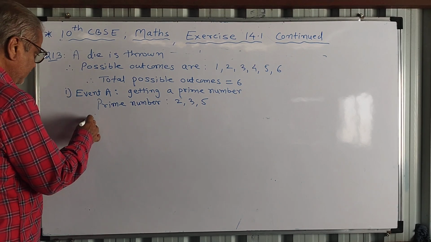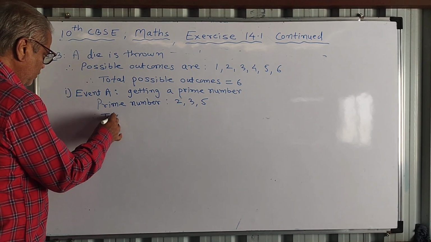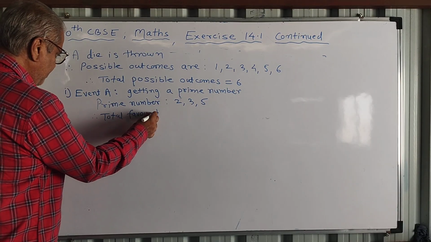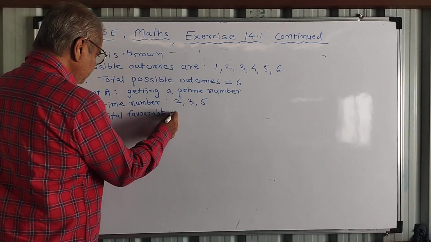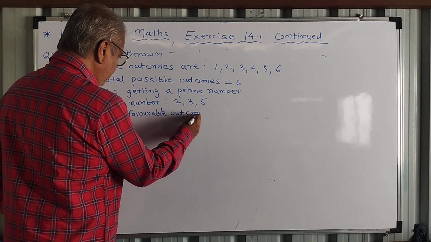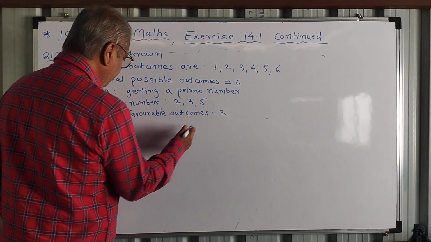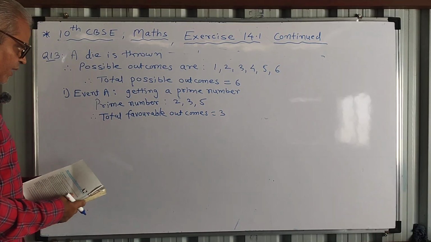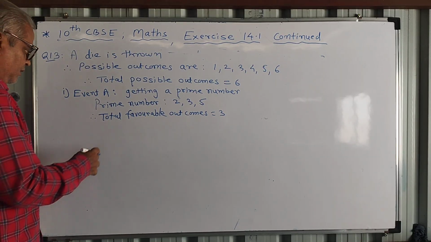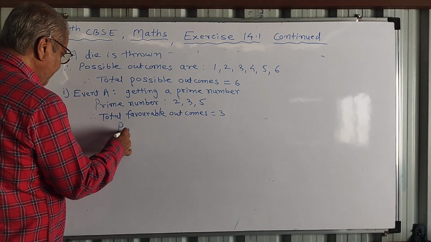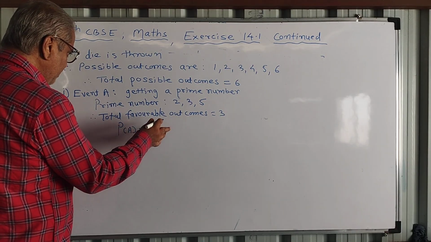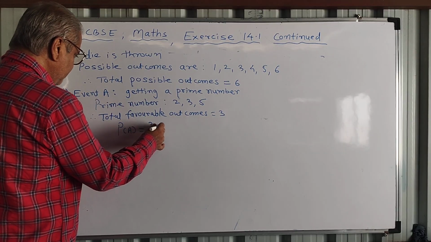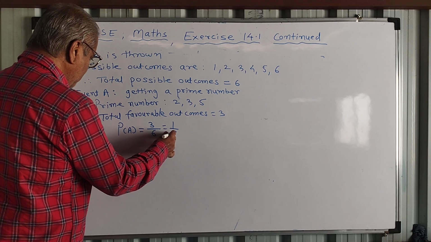So therefore total favorable outcomes is equal to 3. Write the formula. I will not write it here, but you have to write it once in every question. Now probability of event A is equal to how many favorable outcomes? 3. And how many total possible outcomes? 6. So probability is 1 upon 2.